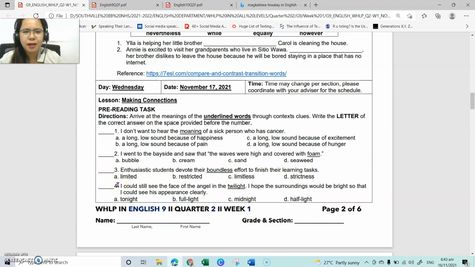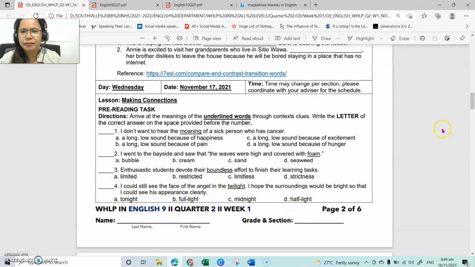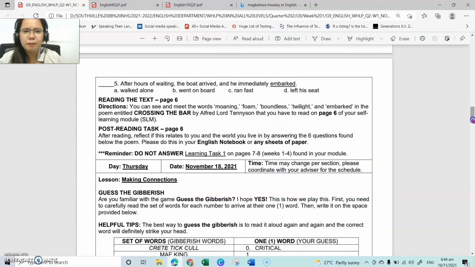Number 4. I could still see the face of the angel in the twilight. I hoped the surroundings would be bright so that I could see his appearance clearly. Twilight means, please choose your answer here and then write the letter of the correct answer here. Then number 5. After hours of waiting, the boat arrived and he immediately embarked. Embarked means, so please choose your answer here and write your answer here.